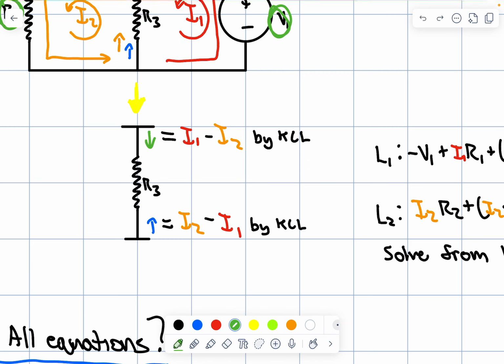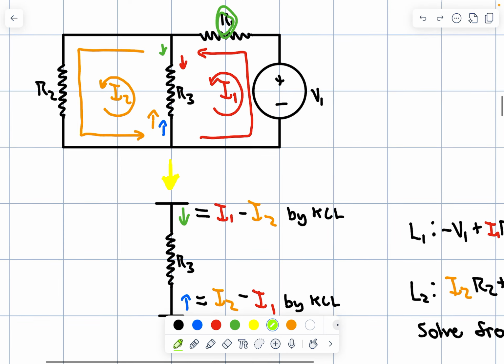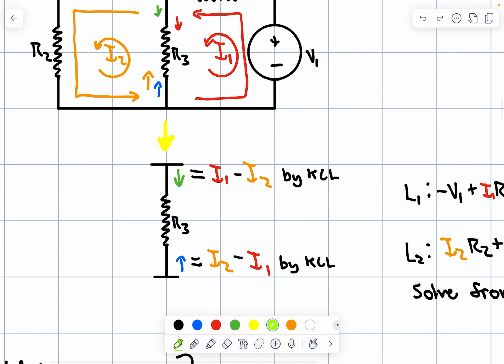And the opposite is also true. If we're looking at this upward direction right here, that current is the opposite. It's I2 minus I1, because I've got I2 flowing here and a countering I1 flowing this direction. So if I want the current in this direction, it's I2 minus I1, and in the opposite direction, it's I1 minus I2. And you could also, like I said, use KCL to mathematically show that to yourself.